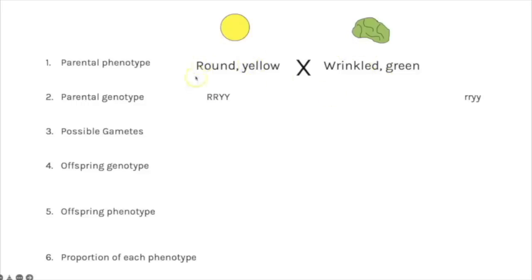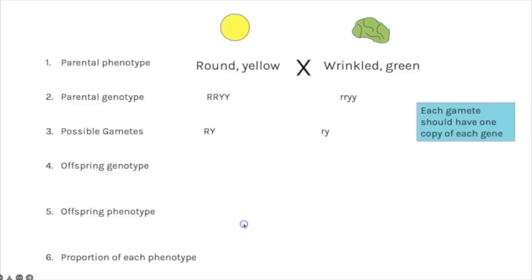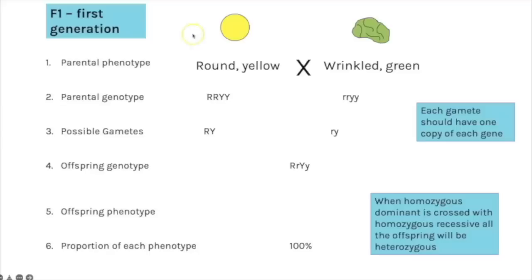And in this example, although we've got the 2 dominant traits, they are homozygous dominant. They would have to tell you that in the question, or they would have to give you information so you could work it out. Then we'd have a look at our gametes, and each gamete should have 1 copy of each gene. So you need 1 of the letter R's for the shape, 1 of the letter Y's for the colour. In this instance, that would mean that all of the offspring would be heterozygous, and you'll always see this pattern. When a homozygous dominant parent is crossed with a homozygous recessive parent, you will always get 100% of the offspring being heterozygous, and therefore showing the dominant trait for both of those genes.